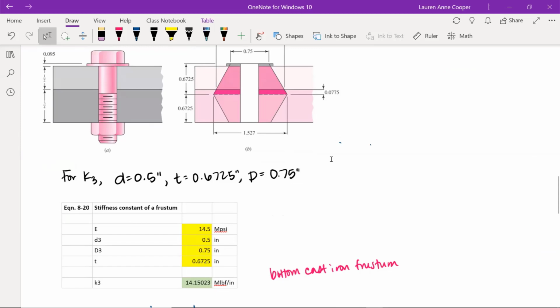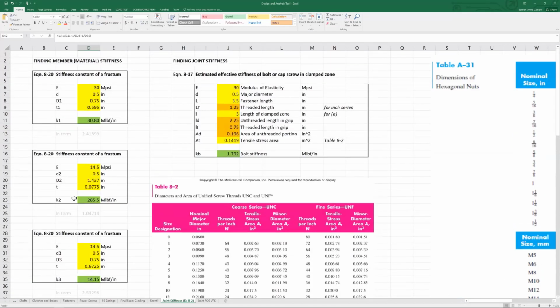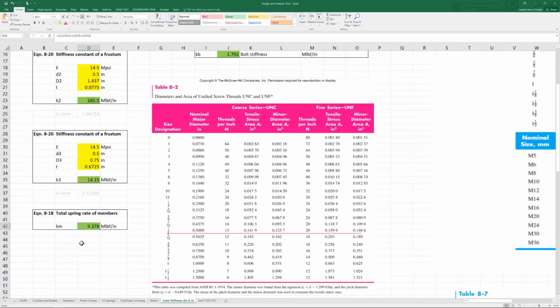The bottom cast iron frustum is pretty easy. So again, little d is going to be the fastener diameter, the thickness 0.6725, and then the big D we already found from the top frustum, so 0.75. So again, that's in my analysis tool in this third input area for equation 8.20, we get K3 of 14.15 megapounds per inch. Then the total spring rate of the members is 1 divided by 1 over K1 plus 1 over K2 plus 1 over K3.